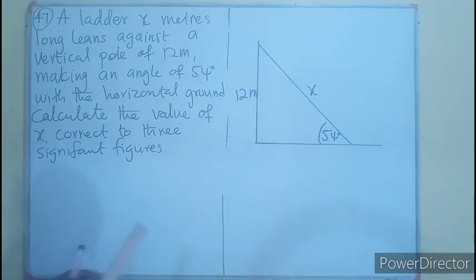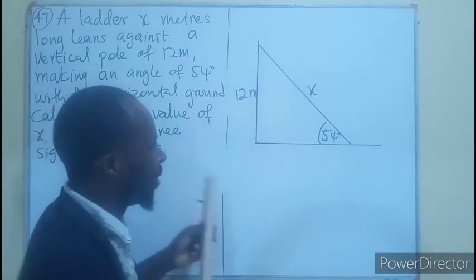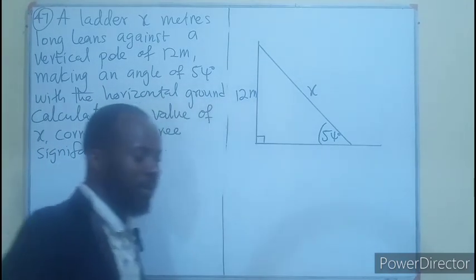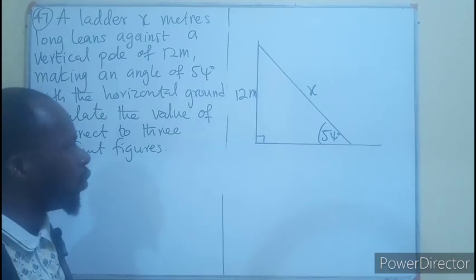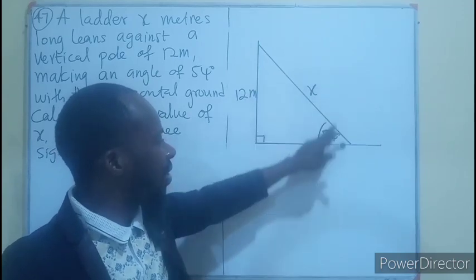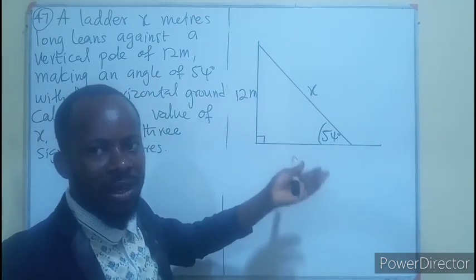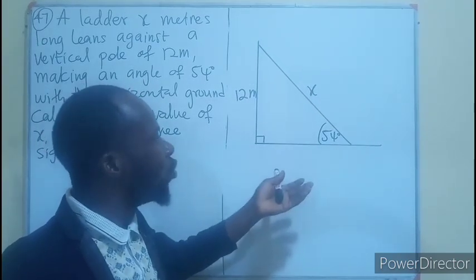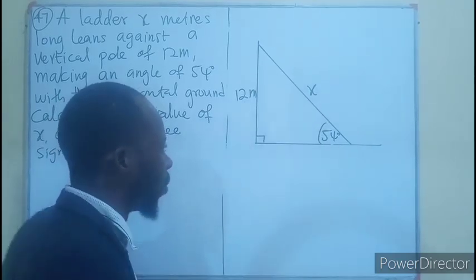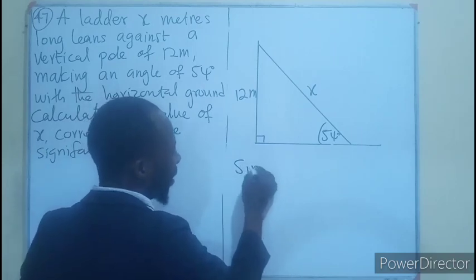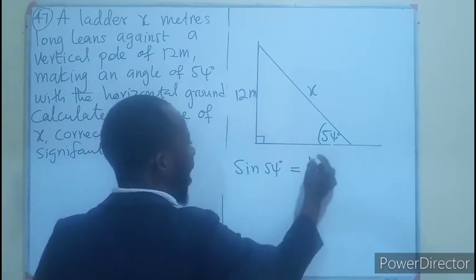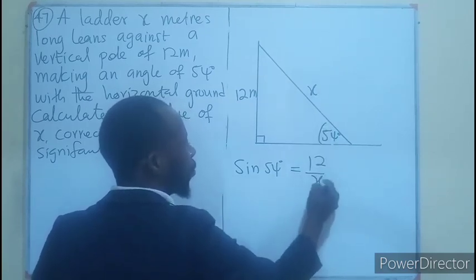So now what are we looking for? We have been asked to find the value of what? X. Since this is going to be a right angle triangle, what do we need to do? We only have two of the sides and an angle. So we can't use the Pythagoras theorem, but we can use trigonometry. Opposite, hypotenuse. So it will be sine of 54 degrees equals the opposite side over the hypotenuse.